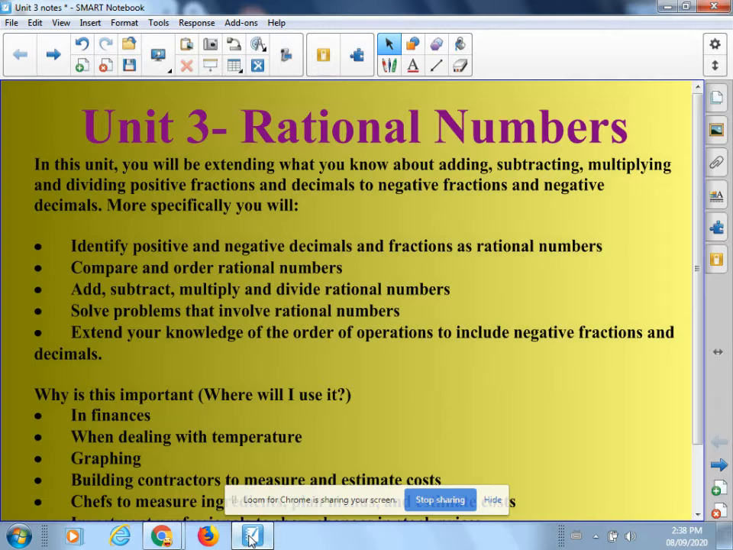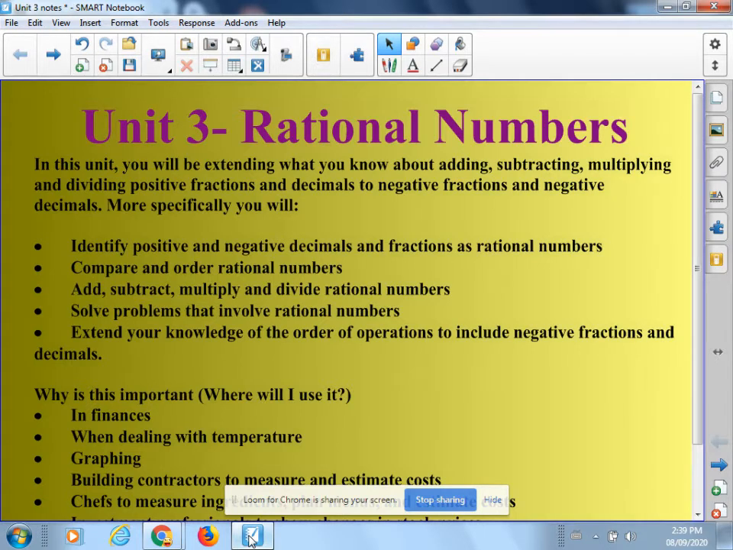So in this unit you will be extending what you know about adding, subtracting, multiplying, and dividing positive fractions and decimals to negative fractions and negative decimals. More specifically, you will identify positive and negative decimals and fractions as rational numbers, compare and order rational numbers, add, subtract, multiply, and divide rational numbers, solve problems that involve rational numbers, and extend your knowledge of the order of operations to include negative fractions and decimals.